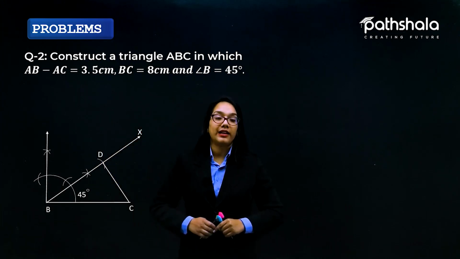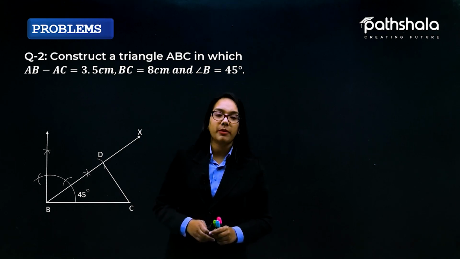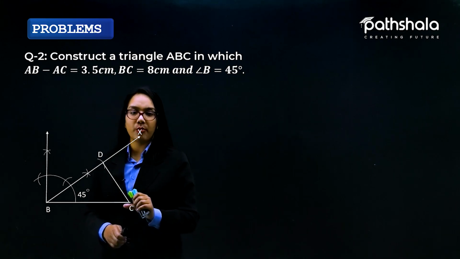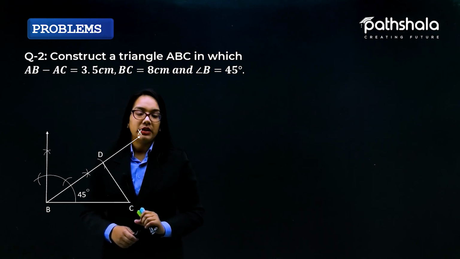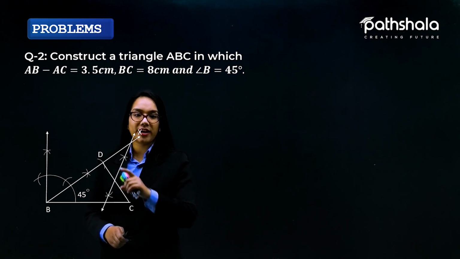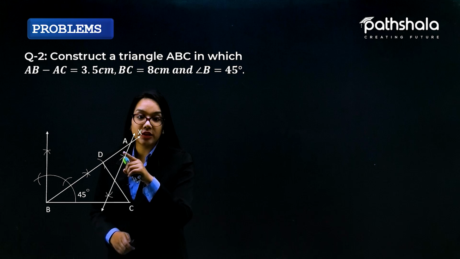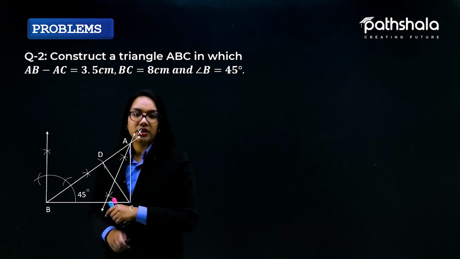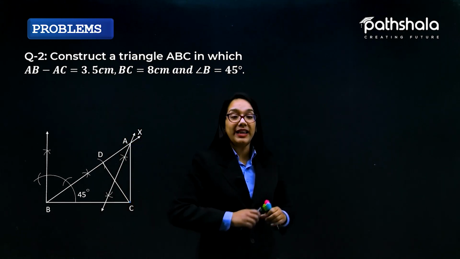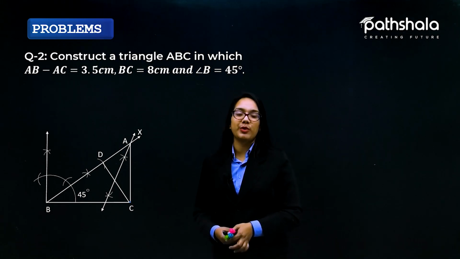Now I join DC, and this would be our next step. We have to construct the perpendicular bisector of this DC. Using the C point and D point, taking the compass, opening it more than half of CD, the two arcs would be generated like this and this. If I join both of these, wherever it intersects the ray BX, that point is called the point A. And if I join this point A with C, this is our required triangle ABC. And this is all about the construction related to our question number 2.